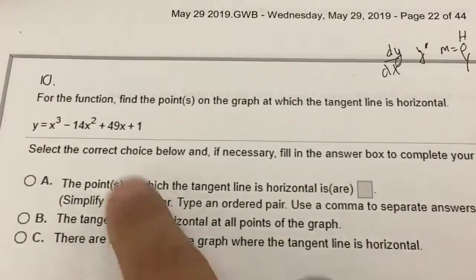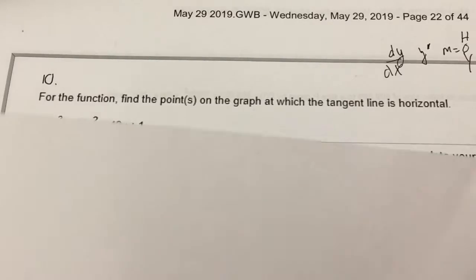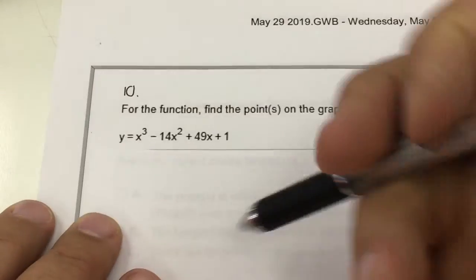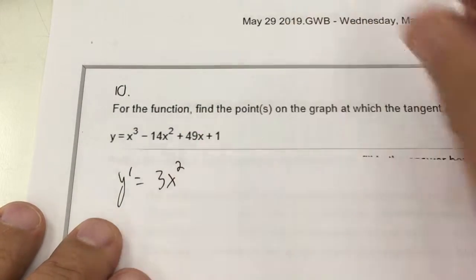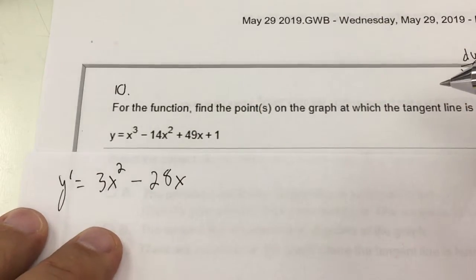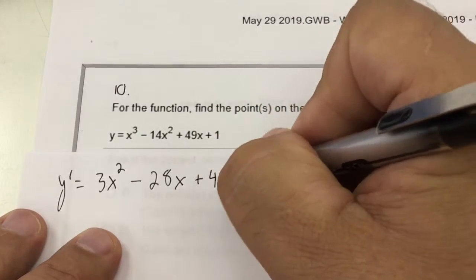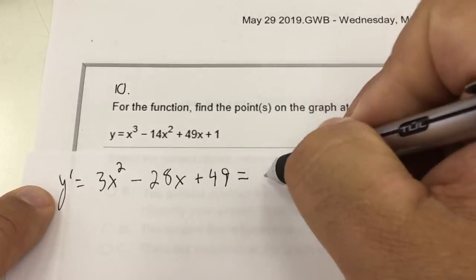So the first thing I want to do is take the derivative of this. And that derivative is pretty straightforward. It's going to be y prime, the derivative, equals 3x squared, notice 3 times 1, minus 28x plus 49. Now, I have to set this equal to 0. I want to know where the derivative is equal to 0.